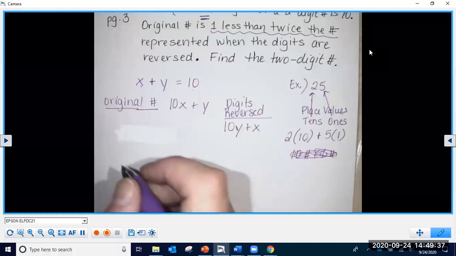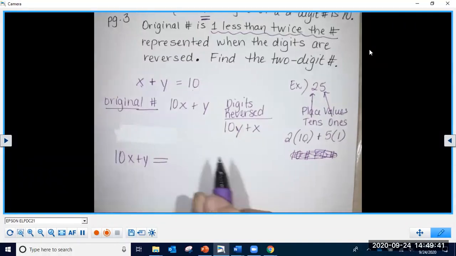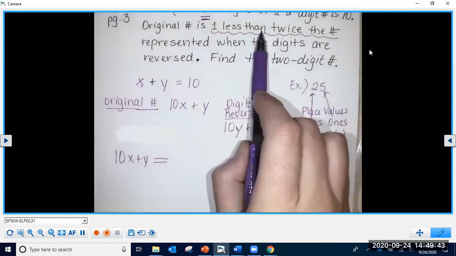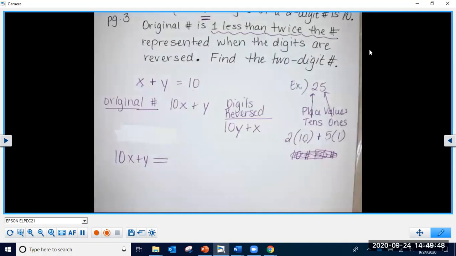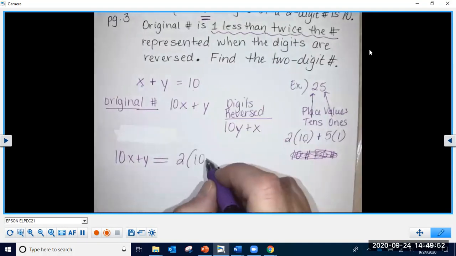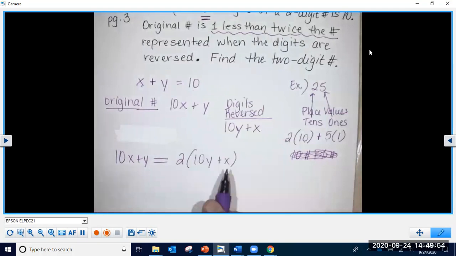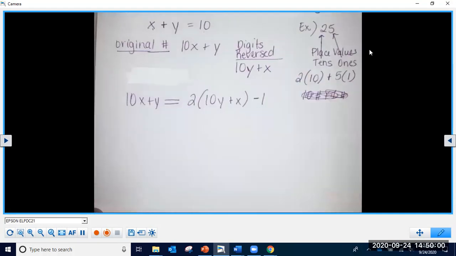So they say your original number is 1 less than twice the number represented when the digits are reversed. So 2 times the number when the digits are reversed, and then minus 1. Quick fact about less than: when you see less than in a problem, it actually always occurs at the end.